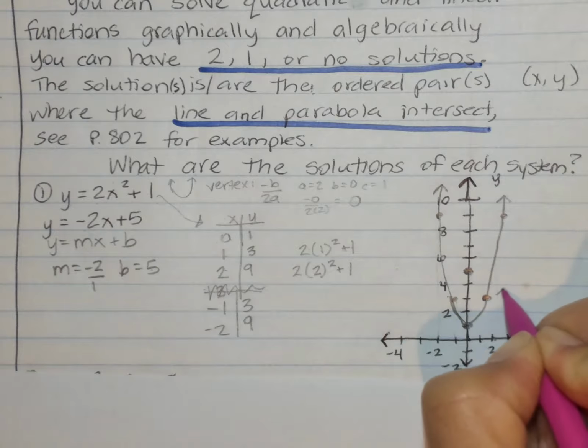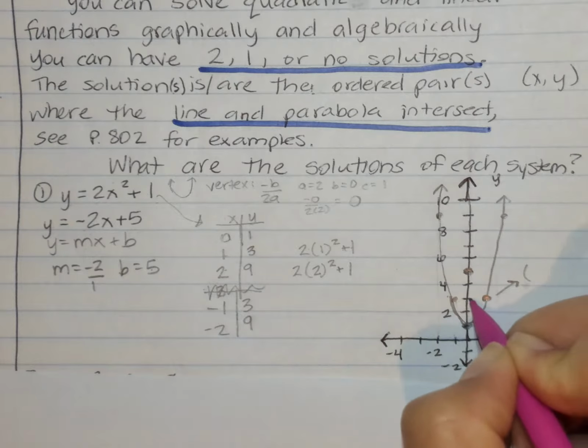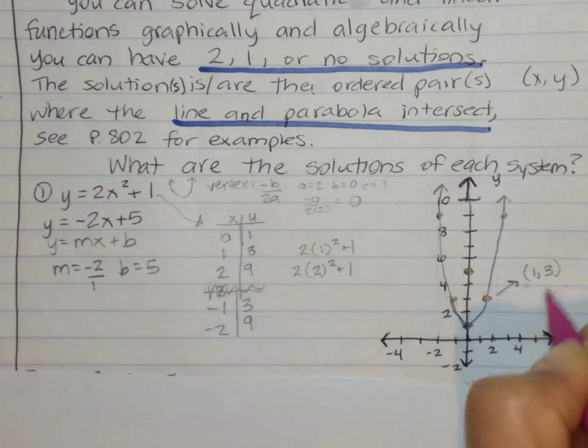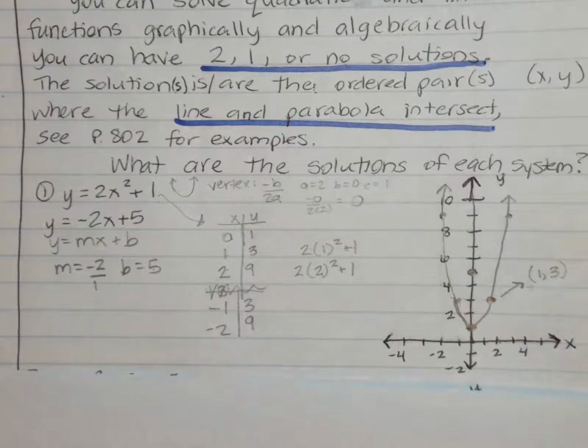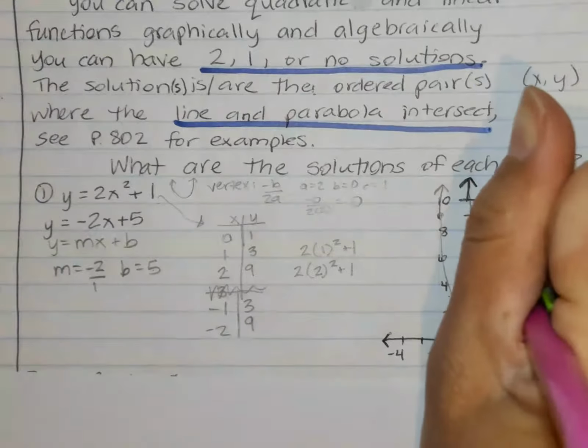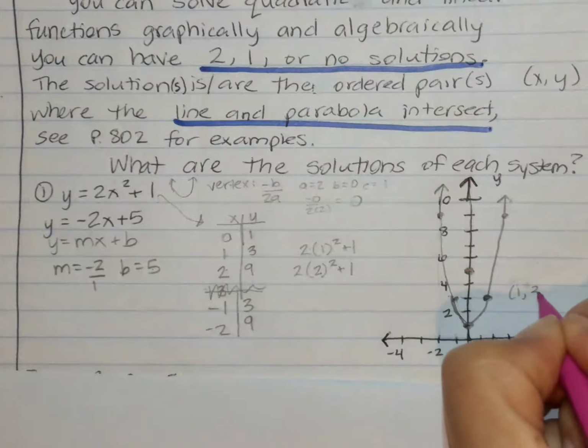I'm making it bold. And while I'm right here, I'm going to write what the ordered pair is. It's 1, 3. My x value is 1. My y value is 3. So 1, 3. I shouldn't draw an arrow. I'm just showing that those are the coordinates of that point, 1, 3.